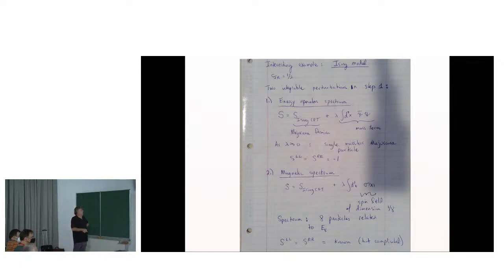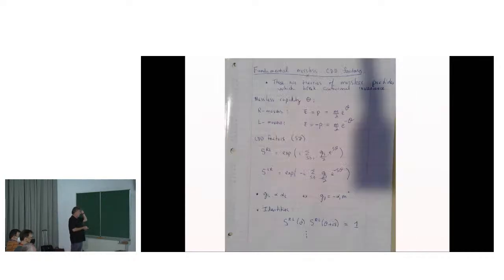So back then, people completed the bootstrap, especially people up in Durham. And so the left-left and right-right S matrices are known. But they're kind of complicated, right? I mean, there are 8 particles, so there are 64 different S matrices, but it's all known. I'm actually not going to need the exact form of these.